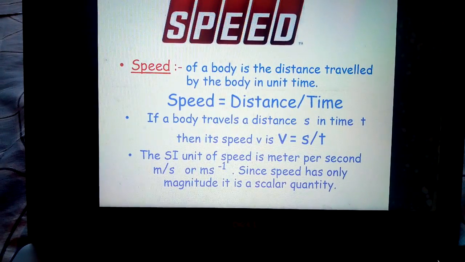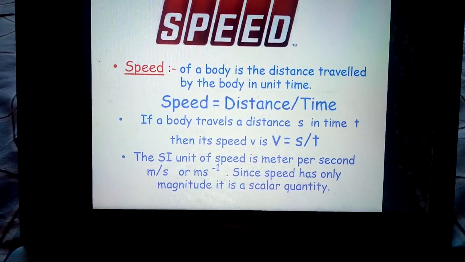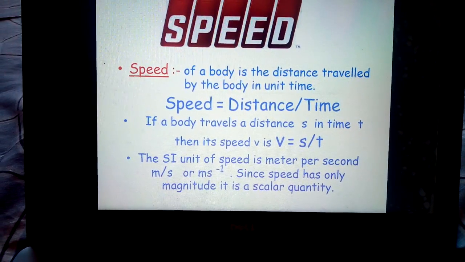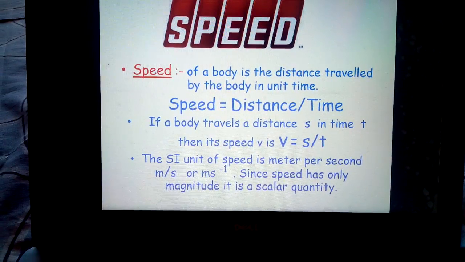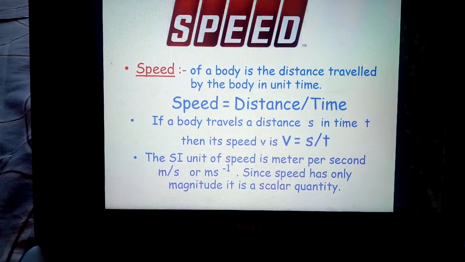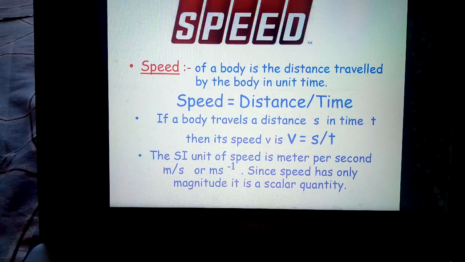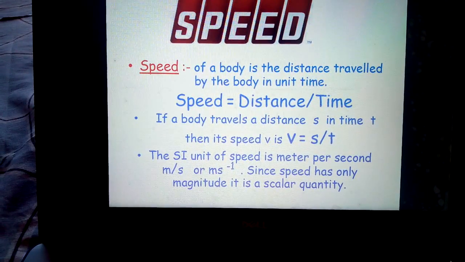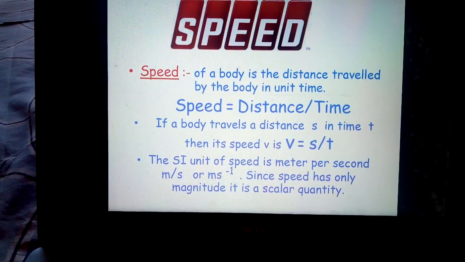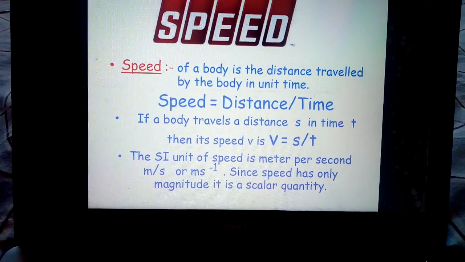The SI unit of speed is meter per second. Since speed has only magnitude, it is a scalar quantity. Magnitude means in speed there is no direction. It is not talking about the direction in which the object is moving. Okay, now come to the next topic.